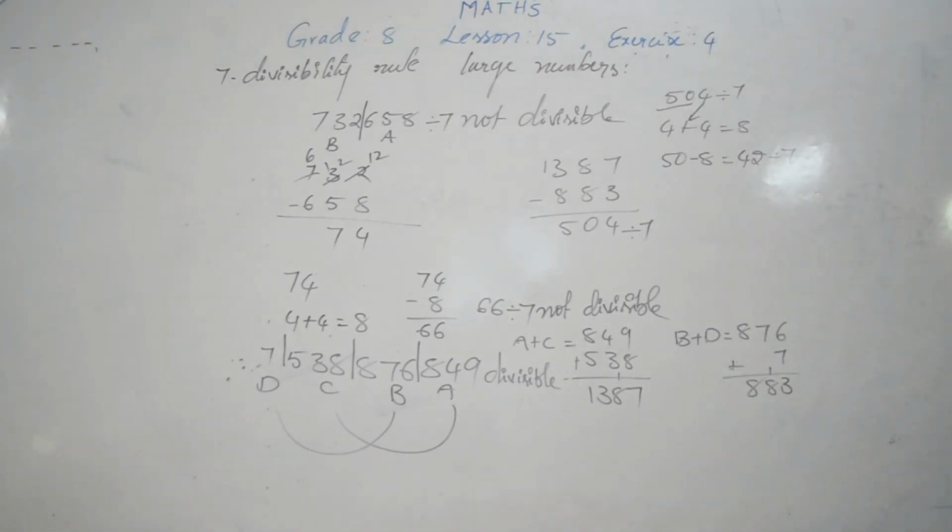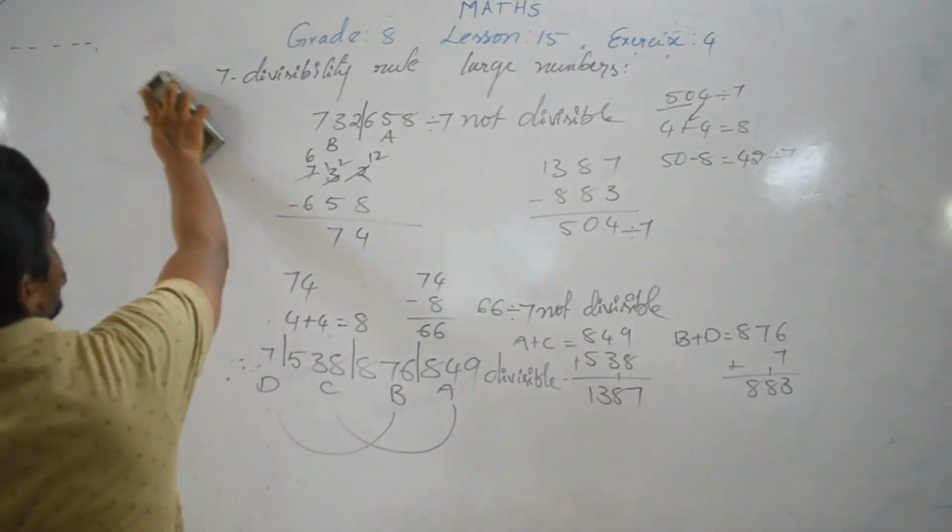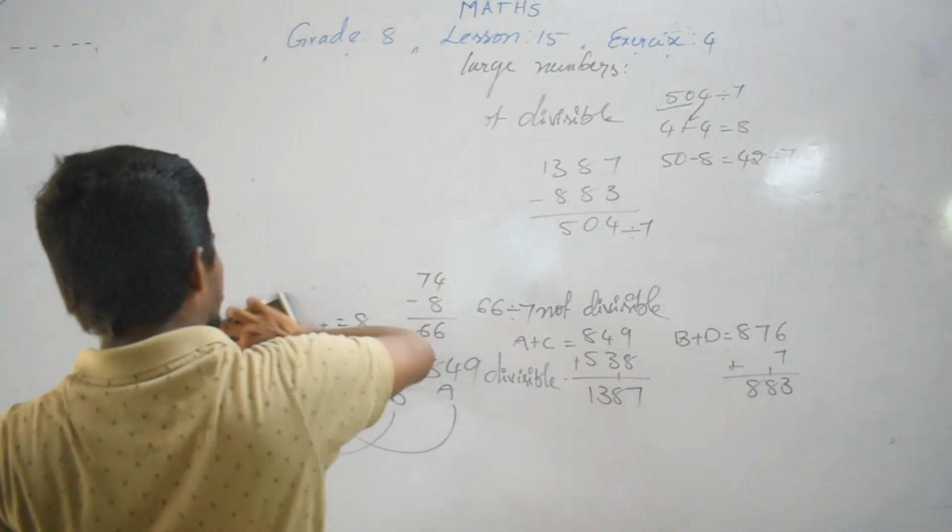Next one, what is the 42 divisibility rule?